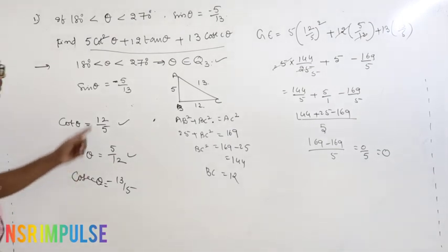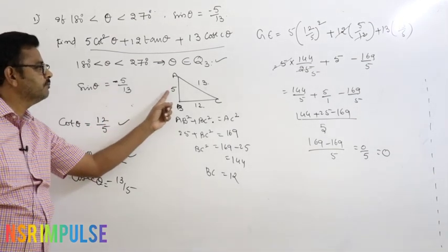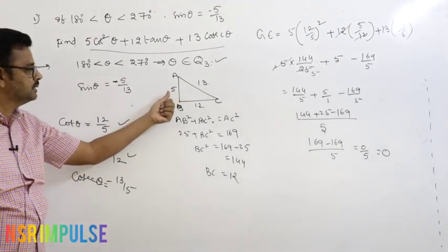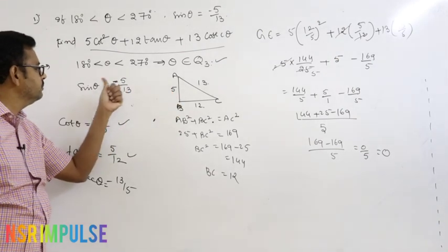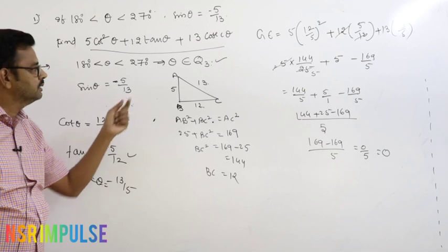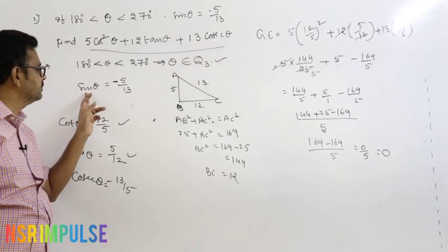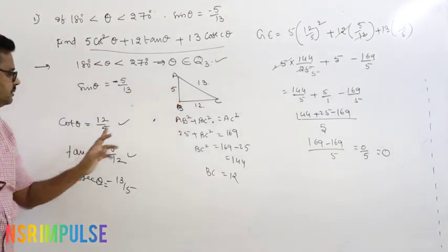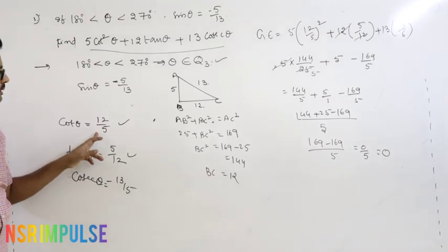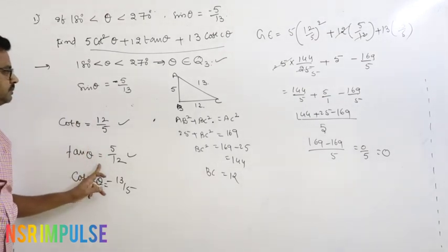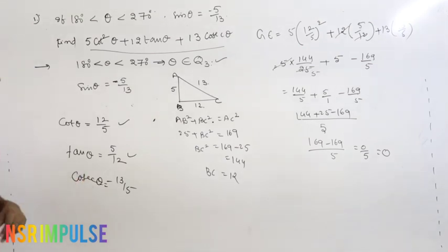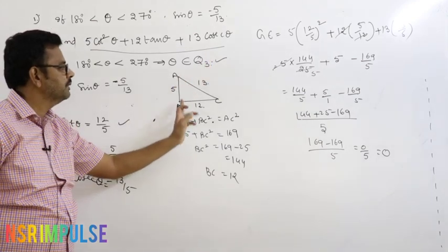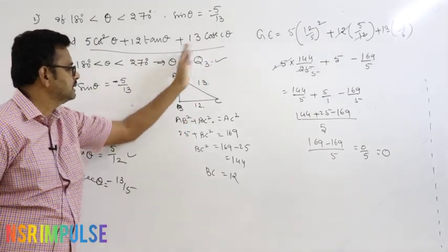Sin theta is equal to minus 5 by 13. Don't put minus 5 here, this is the length. Don't put minus, it is only positive. Negative or positive depends on theta. Theta lies in the third quadrant. Therefore sin is negative, that becomes minus 5. Cot theta is 12 by 5, because cot is positive in the third quadrant, and tan is also positive. If you want to find cos theta, what is cos theta? 12 by 5, but theta lies in the third quadrant, so that becomes minus 12 by 5.